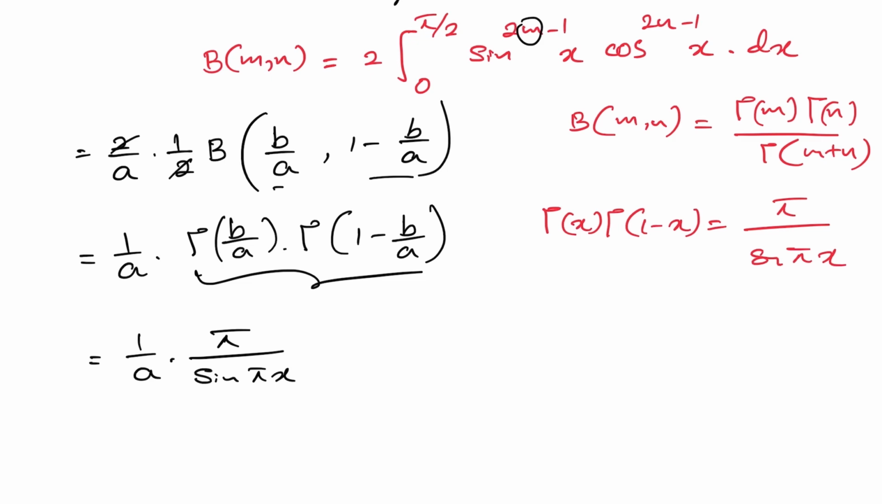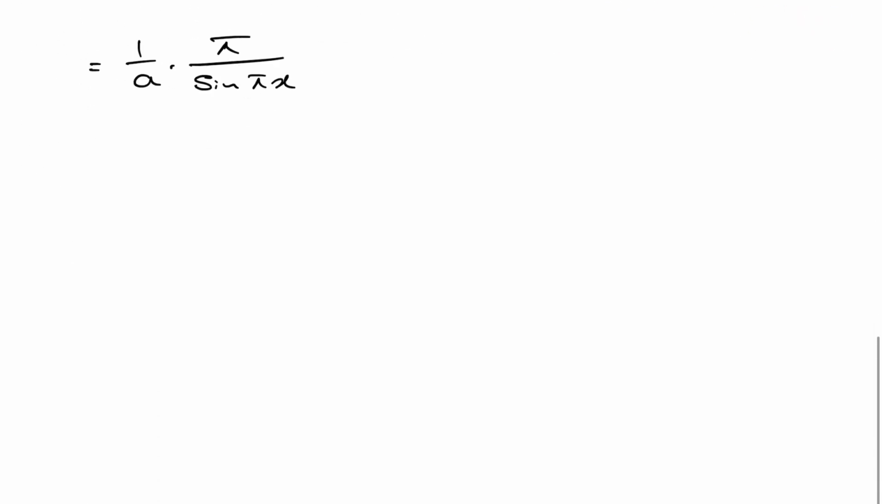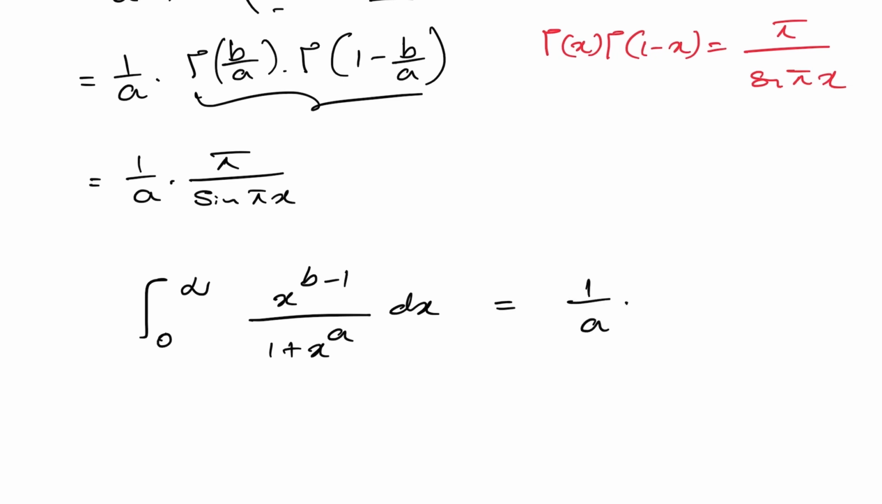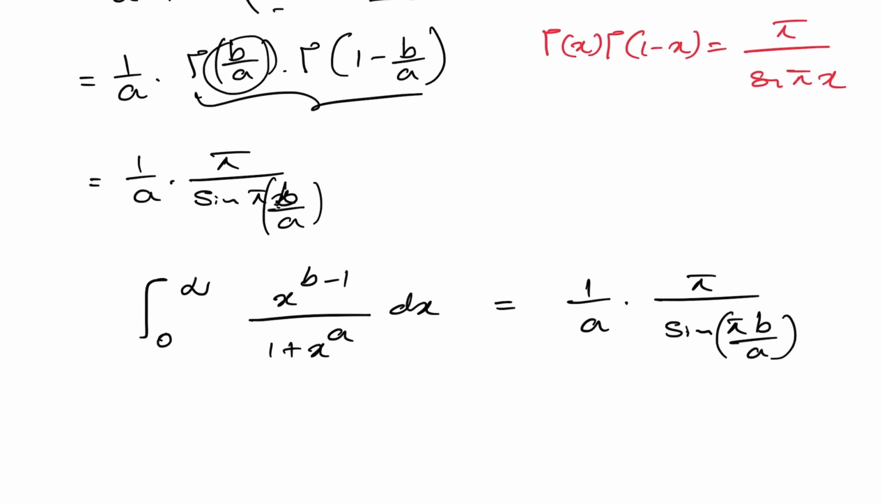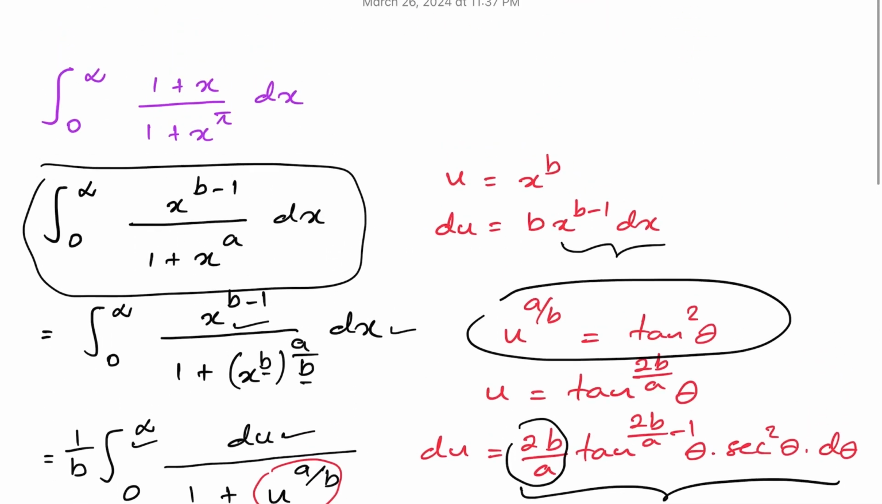Now we have solved this integral that we defined. So the integral from 0 to infinity of x to the b minus 1 over 1 plus x to the a dx is equal to 1 over a times pi over sine of pi x. Sorry, here instead of x we have b over a, so pi b over a. Then we have to solve our integral.